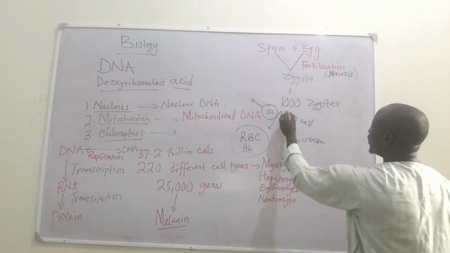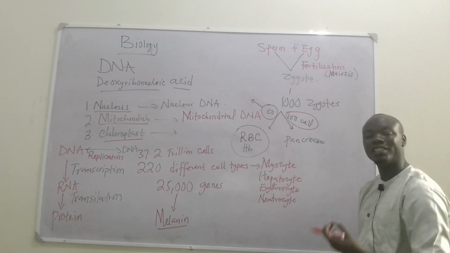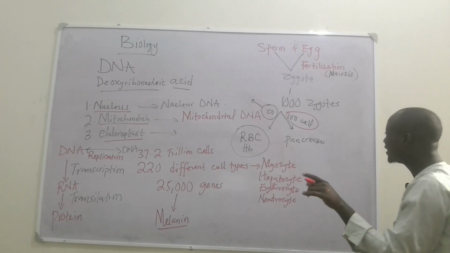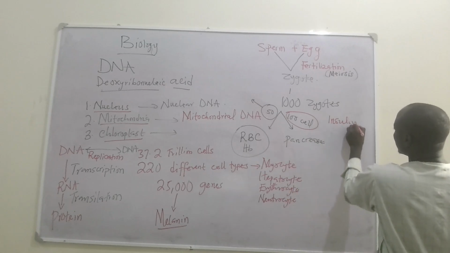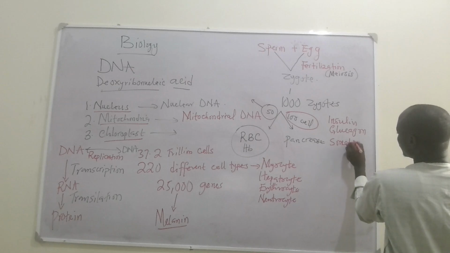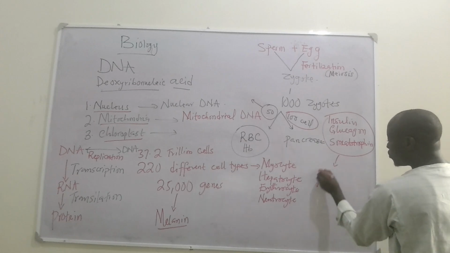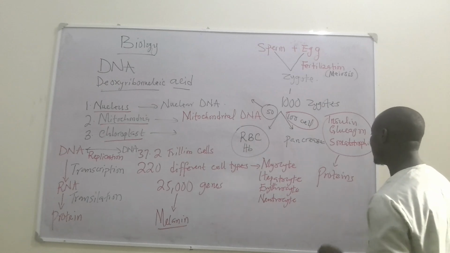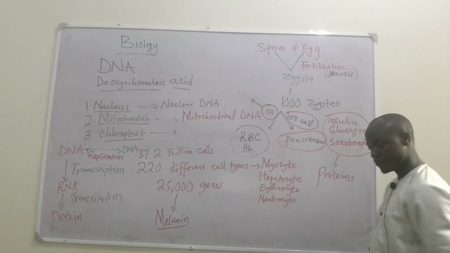So it means that in these 100 cells that are directed to produce pancreas, the DNA will be instructed to express the genes of insulin, glucagon, and somatotropin. And these ones are hormones, and at the same time, they are proteins. And this is what will make these 100 cells differentiate into pancreas cells.